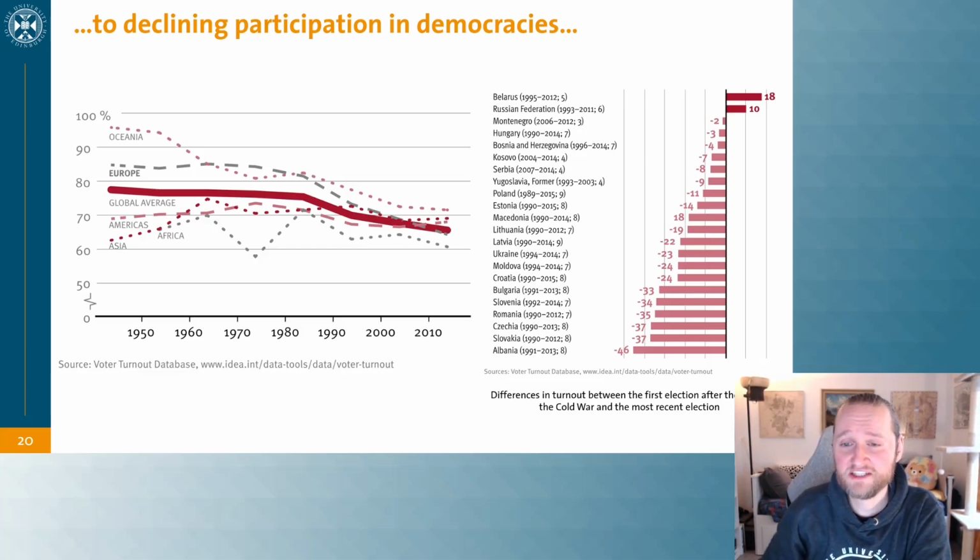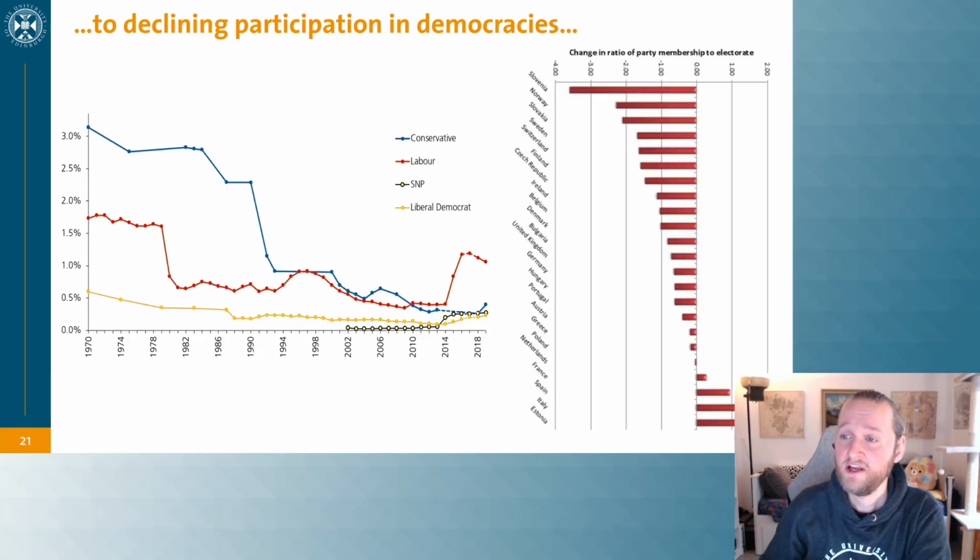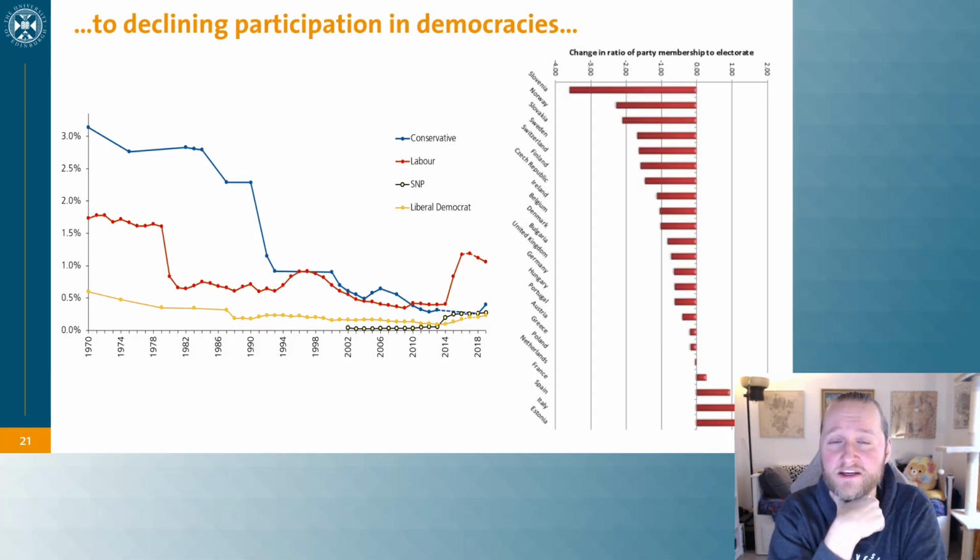So declining participation in terms of voter turnout, so fewer people are willing to actually turn up and vote, and a lot fewer people are actually willing to also organize themselves and participate in parties. You see on the left-hand side that the share of party members as a percentage of the electorate has gone down over the years pretty much uniformly. There was one blip in Labour here, but it's gone down again. So you see that fewer and fewer people join parties, which of course is an important form of political participation.